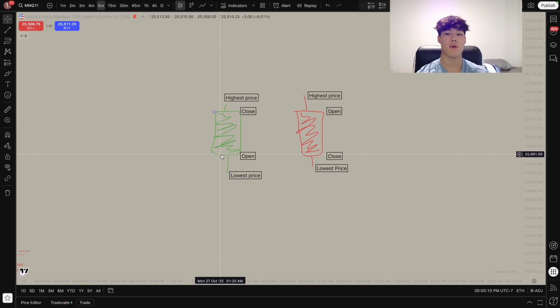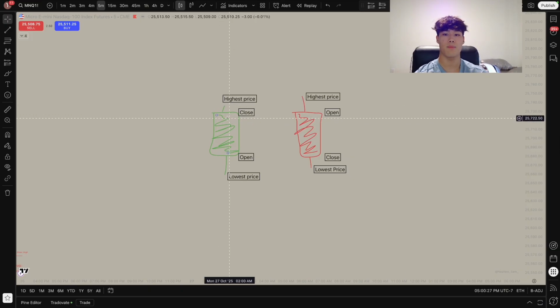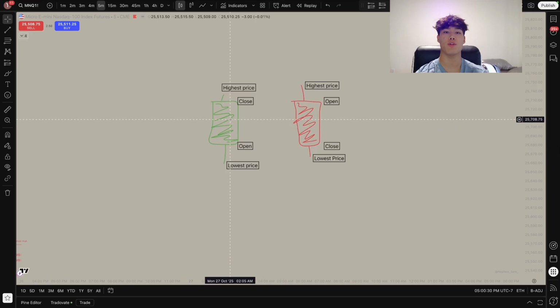This right here, the very bottom of the body, is the open. This is where price opens in this candlestick. The top of the body up here is where price closes in this candlestick. Now, this top part of this wick is the highest point that price goes during the forming of this candlestick. That is a bullish candlestick.